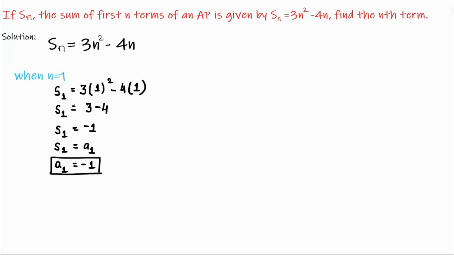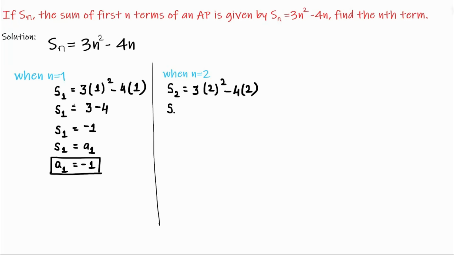Now moving on further, when we substitute the value of n as 2 in the given equation, we get S2 equals 3 times 2 square minus 4 times 2. So we get S2 equals 3 times 4 minus 8. Solving it further, we get 12 minus 8. So we got the value of S2 as 4.